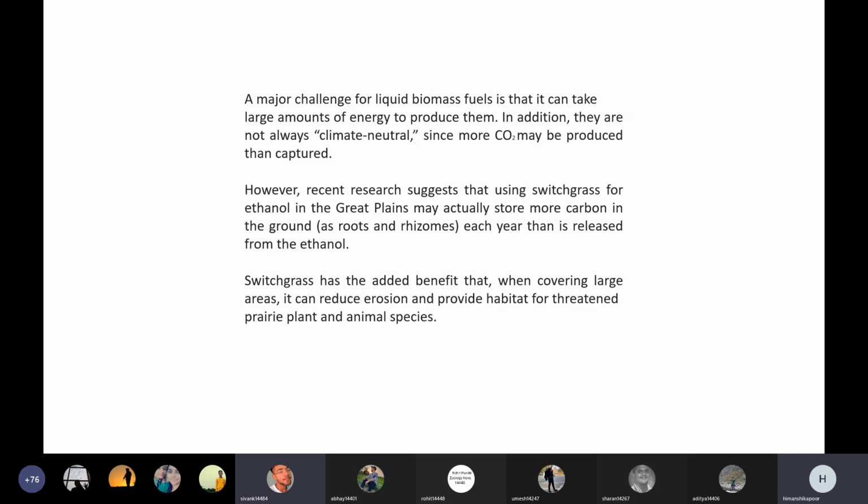Ma'am, it's a comparatively slow process of generating the biofuel. Okay, we can take this as a disadvantage. Growing those crops according to their cycle, like if it is an annual plant or perennial, it will take time to grow, and that is the time lag, right? Yes, ma'am.